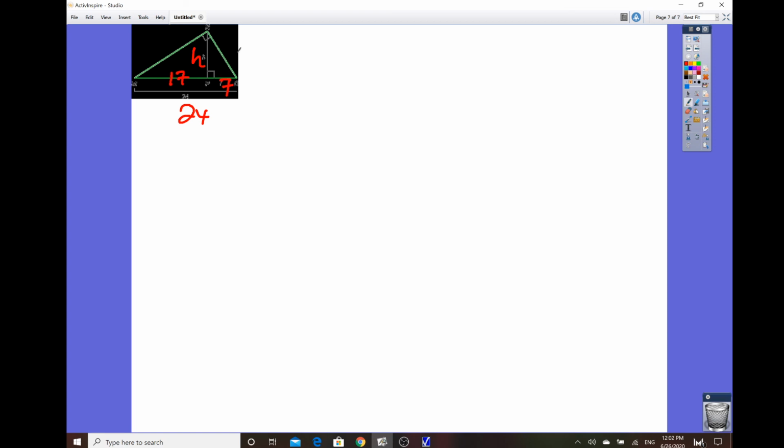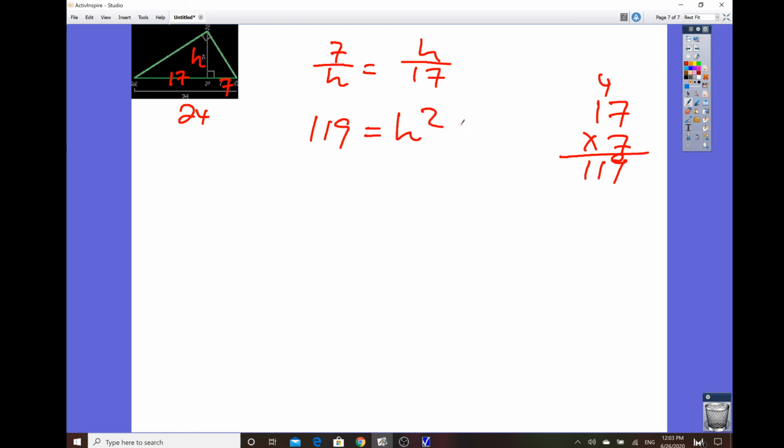Again, using the geometric mean, we compare the small triangle and the medium triangle. So 7 over h equals h over 17. Again, h is right along the small triangle here, and also along the medium triangle, so we have to use that variable twice. So 7 times 17, not quite sure what that is. You can always do it manually. I can do that on the calculator. So 119. So that equals h squared.